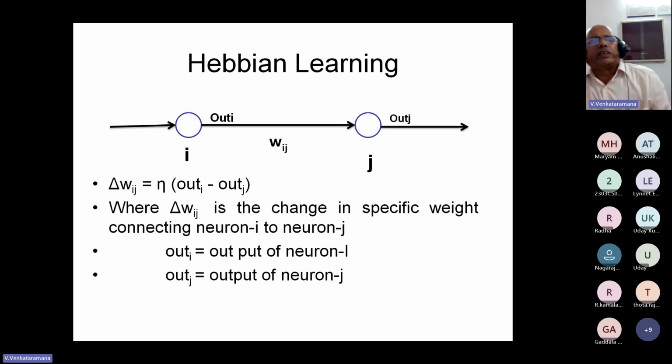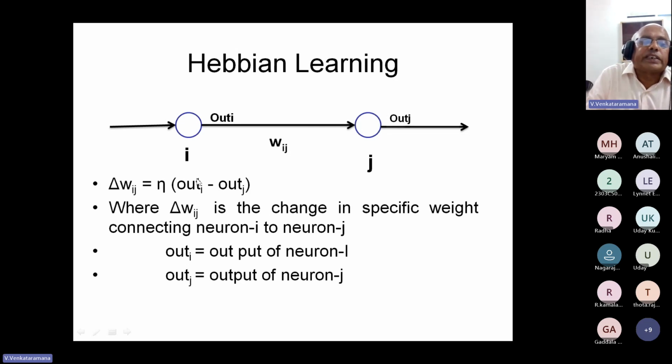This is Hebbian learning, but people will not use it. Anyhow, I will talk about it. Suppose two neurons are there, neuron I and neuron J. The weight connecting the ith layer and jth layer, I'm calling Wij. The output of node I, I'm calling out I, and the output of the jth node, I'm calling out J.